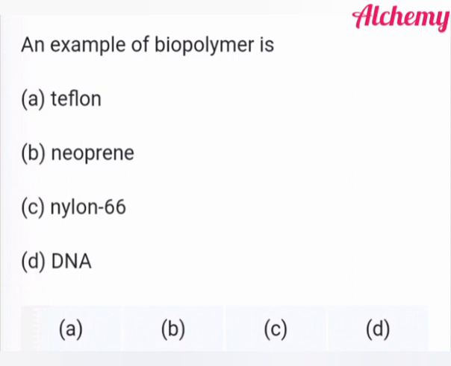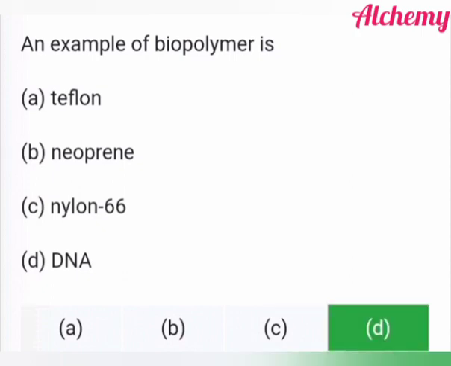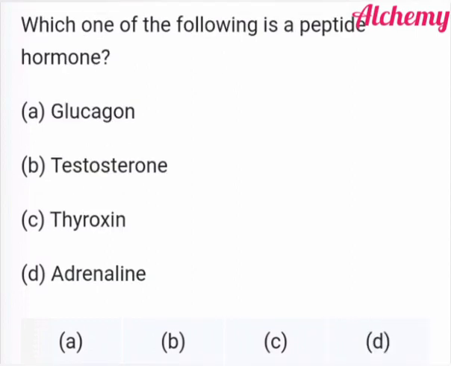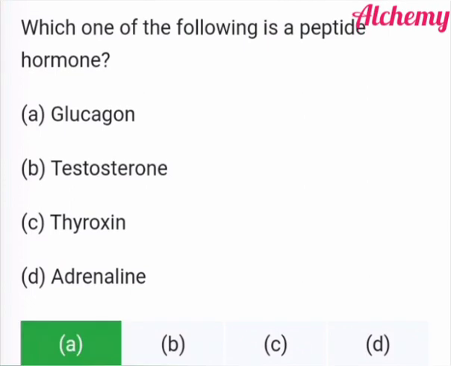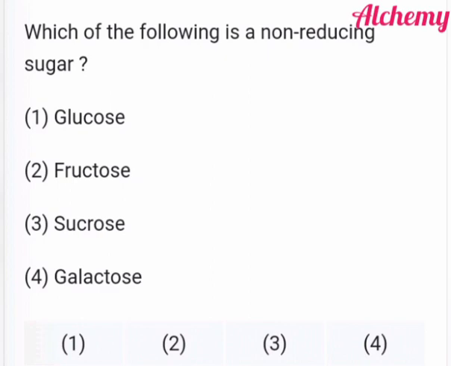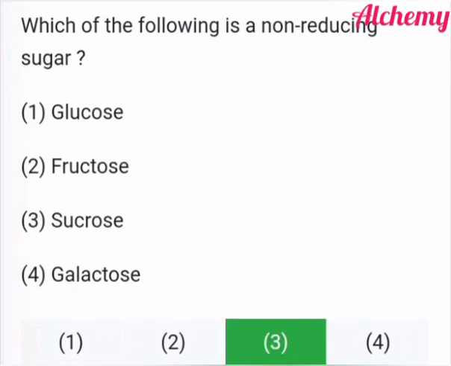Options are Teflon, neoprene, nylon 66, and DNA. The correct answer is option D, DNA. Next question, which one of the following is a peptide hormone? The correct answer is option A, glucagon. Next question, which of the following is a non-reducing sugar? The correct answer is option 3, sucrose.